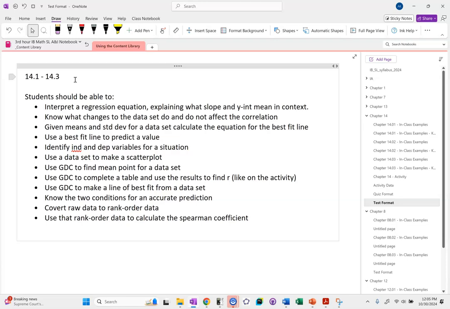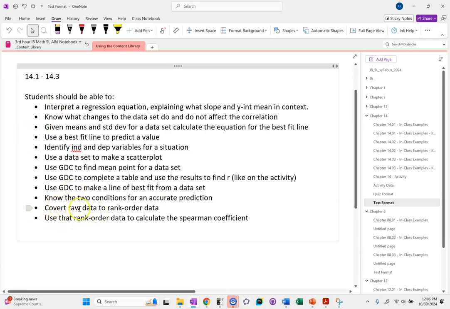Use your calculator to complete a table and use those results to find R, like we did on the activity. Use your calculator to make a line of best fit from a data set. That's just using the LinReg, right? Know the 2 conditions for an accurate prediction, that your line is a good fit and you're doing interpolation. Convert raw data to rank order data, and then use that rank order data to calculate the Spearman coefficient.